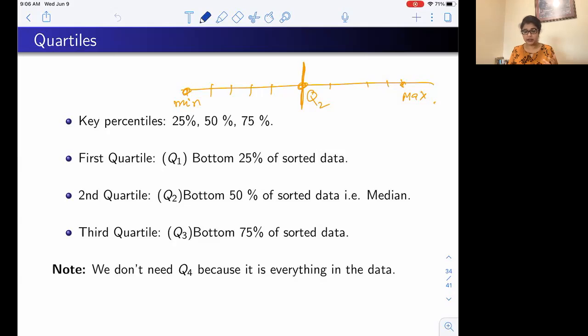And Q4 covers everything. 100% of your data is Q4. So these are the quartiles we will be looking at.